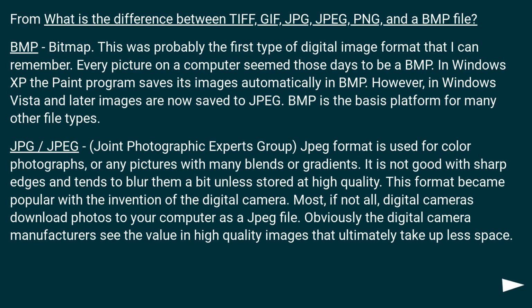JPG, JPEG, Joint Photographic Experts Group. JPEG format is used for color photographs, or any pictures with many blends or gradients. It is not good with sharp edges and tends to blur them a bit unless stored at high quality. This format became popular with the invention of the digital camera. Most, if not all, digital cameras download photos to your computer as a JPEG file. Obviously, the digital camera manufacturers see the value in high-quality images that ultimately take up less space.